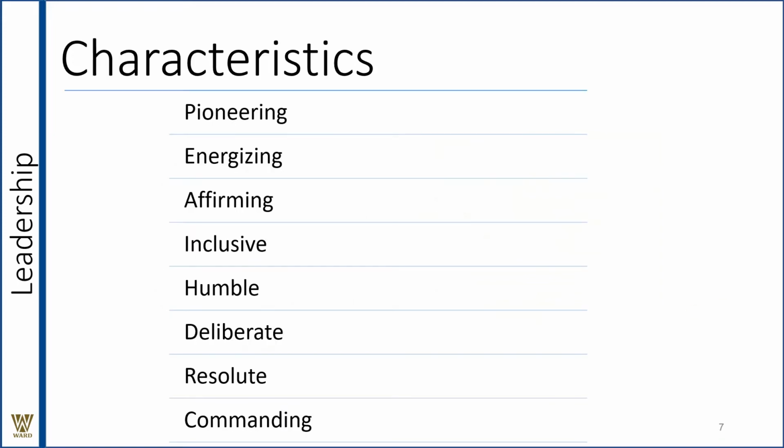The DISC assets. So, what are those 8 aspects of DISC? That is what has been noted out here. We have, I repeat, pioneering, energizing, affirming, inclusive, humble, deliberate, resolute, commanding, and these are diagrammatically in difference of one another, and that is what DISC is all about. They are all appropriately opposite to one another's function, as the case might be.